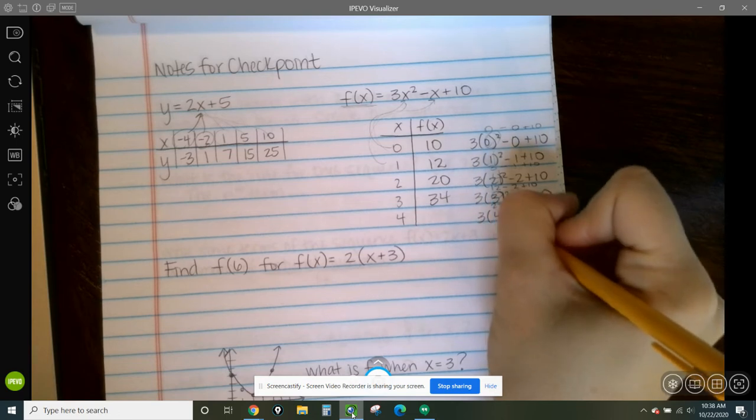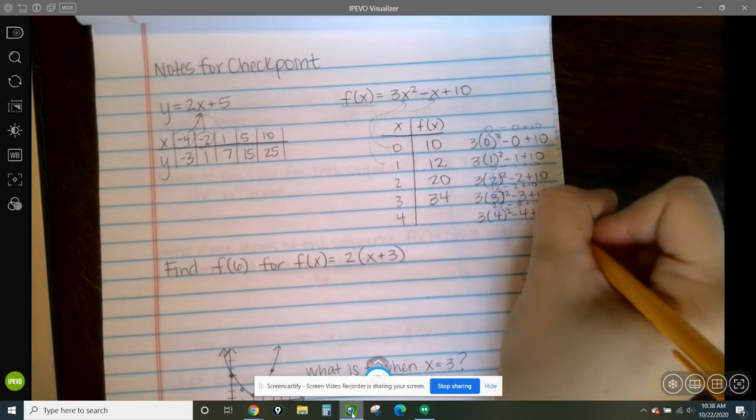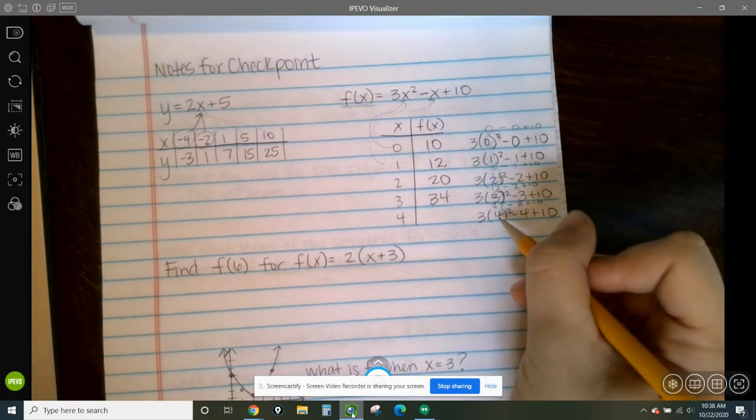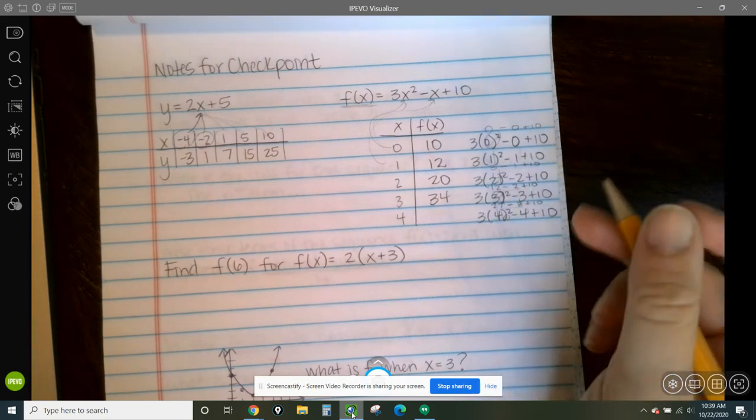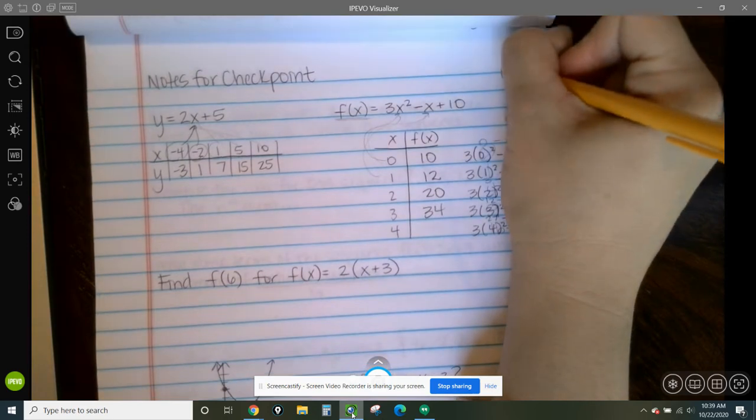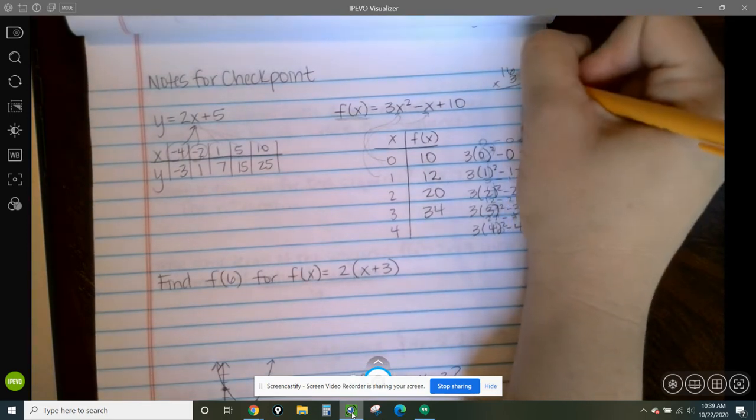So 3 times 4 squared minus 4 plus 10. 4 squared, 4 times itself is 16. 3 times 16, I don't happen to know this one off the top of my head, so I'm going to multiply it real quick.